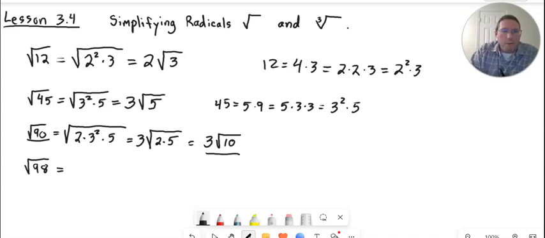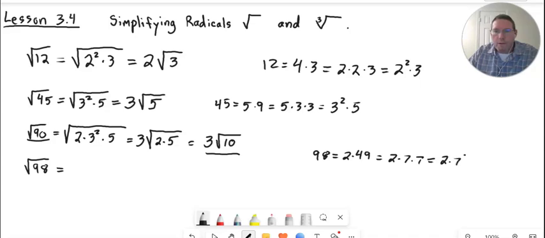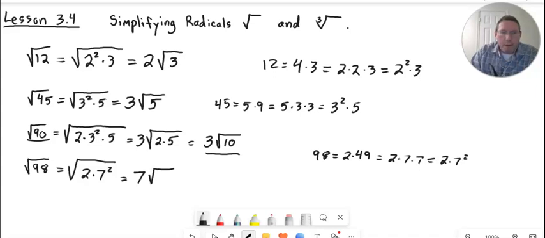Now lastly, let's do the same thing with 98. 98 is the same thing as 2 times 49. You can use a calculator if you need to. So 2 times 49 is 7 times 7. So this is the same thing as 2 times 7 squared. And so the square root of 98 is the same thing as the square root of 2 times 7 squared. Now, the square root of 7 squared is 7. But 2 has to remain under the radical because it's not being squared. And therefore, the square root of 98 is 7 square root of 2.